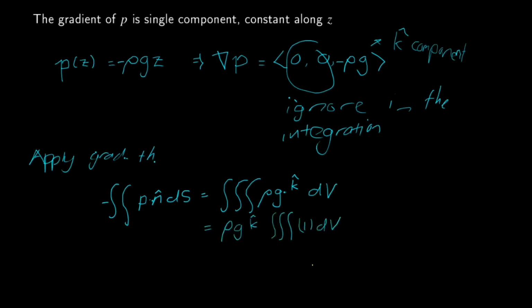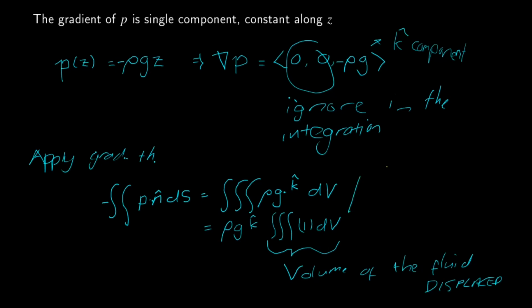Now looking at the triple integral, the integrand consists only of constants including the unit vector. So we can just shift them out and you end up with this nice integration of 1 over the volume. This is nothing more than the volume of the object. Now if you prescribe the proper limits to the integrals, you will get the part of the volume of the solid that is inside the fluid.